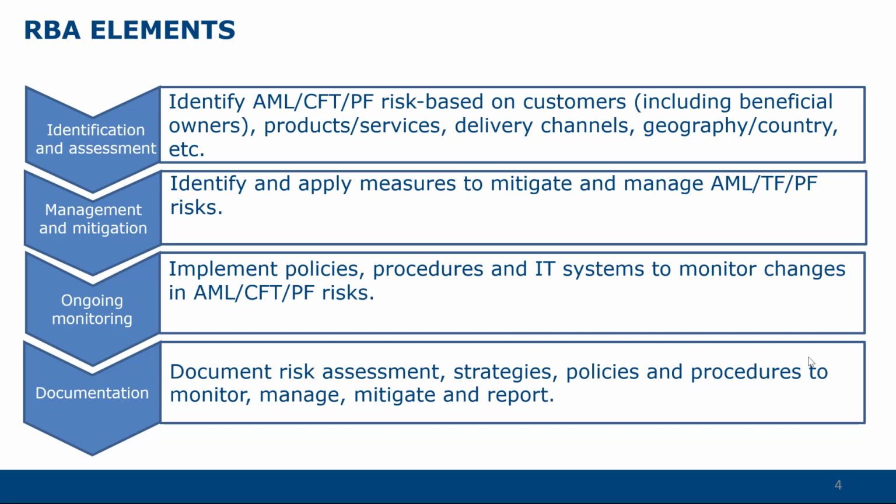The first element on risk identification and assessment relates to identification of AML, CFT, and PF risks based on 4 principal factors. That is, customers, product and services, delivery channels, and geography. In this session, we will be referring to these 4 factors as the pillars of risk assessment. We will make reference to these factors in the course of the session.